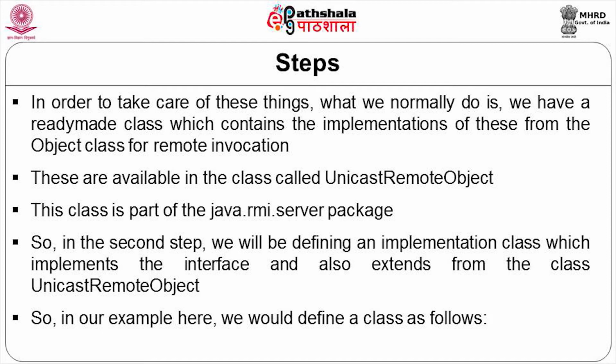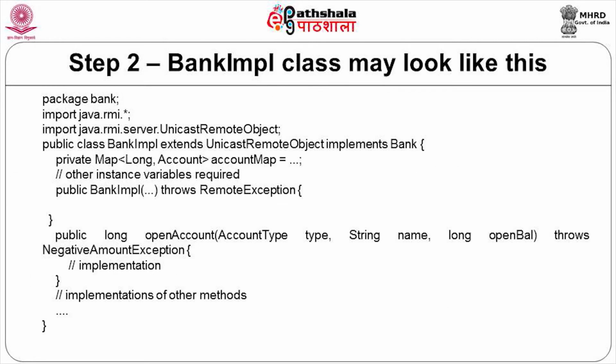methods of the Object class for remote invocation, and these are available in the class called UnicastRemoteObject. This is part of the java.rmi.server package, the UnicastRemoteObject. So in the second step, what we normally will be doing is defining an implementation class which implements the interface of step 1, but it also has to be extending from the class called UnicastRemoteObject. So here we would define, for example, public class BankImpl extends UnicastRemoteObject and implements Bank.